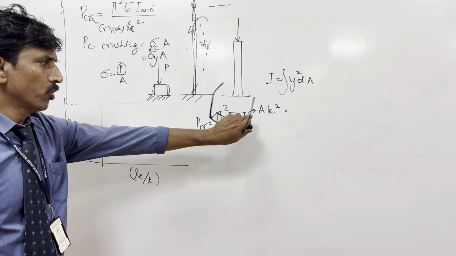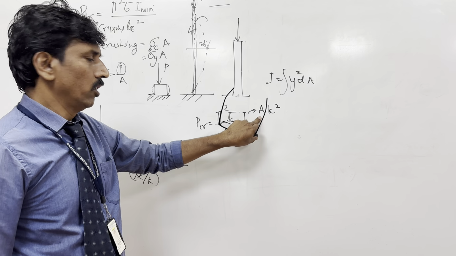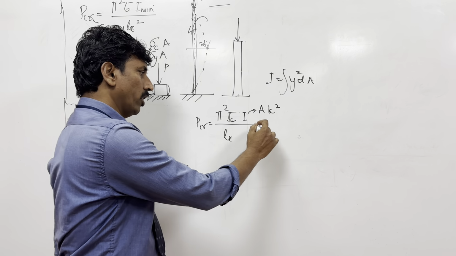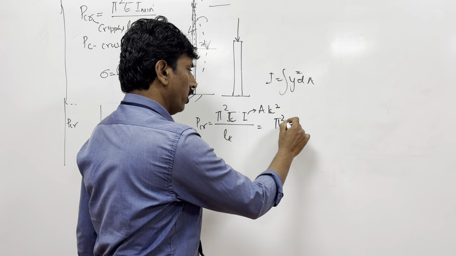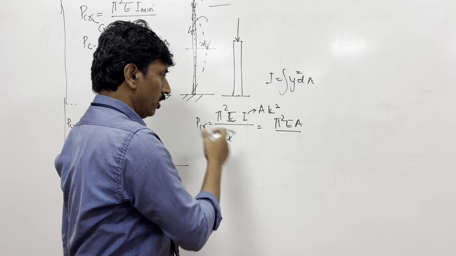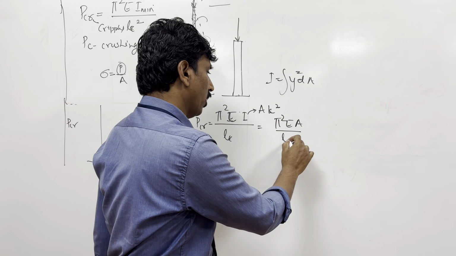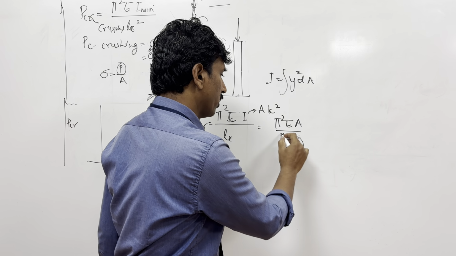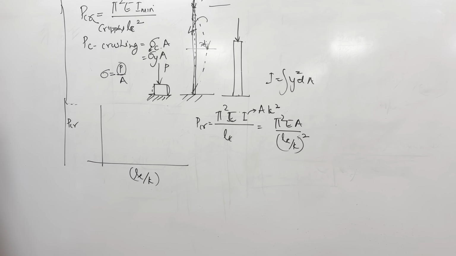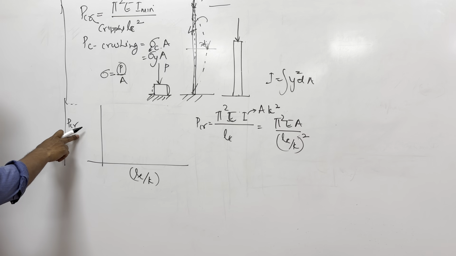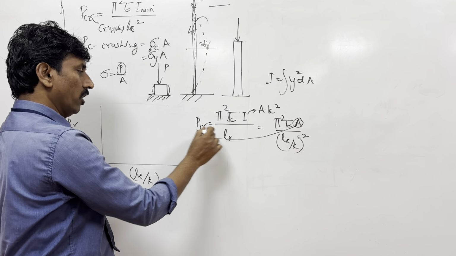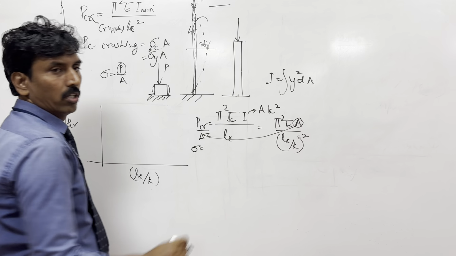So you use this formula here. When you substitute this, you can write this as pi square E A, and this K comes down, and you can write this as LE by K. So this is the load, or otherwise, if you bring this A this side, then it becomes the stress.